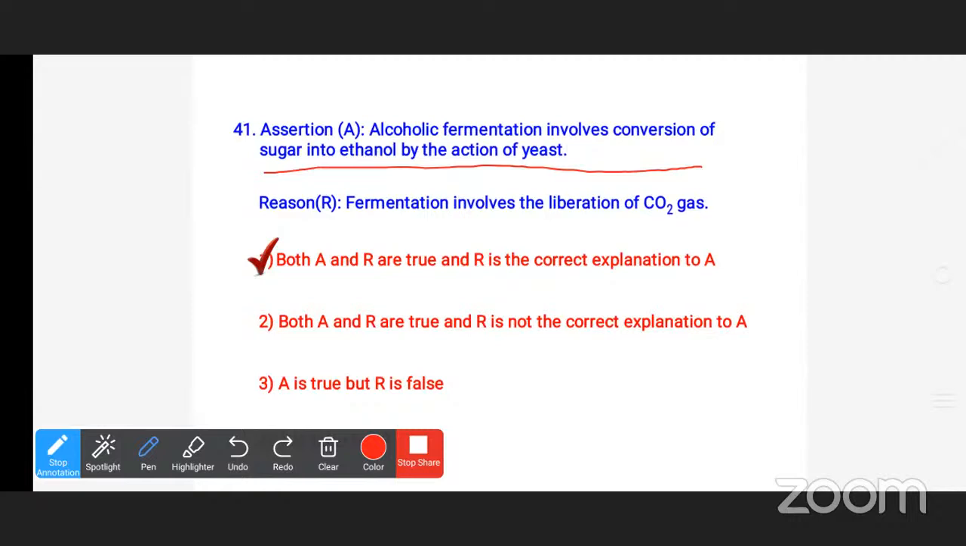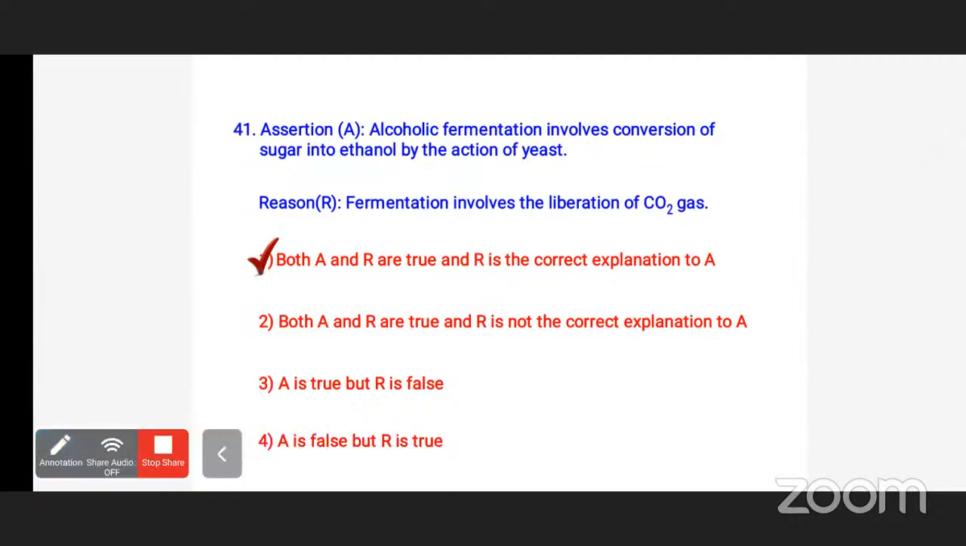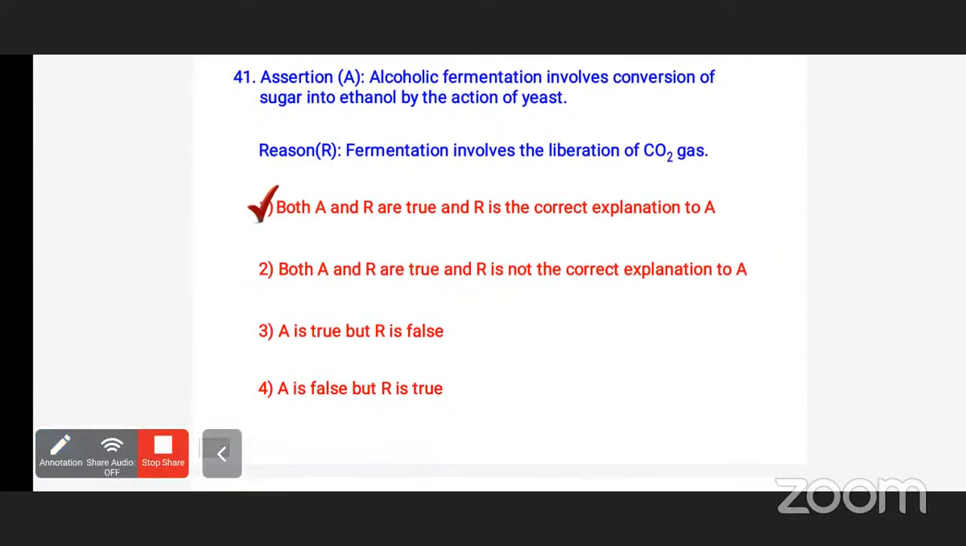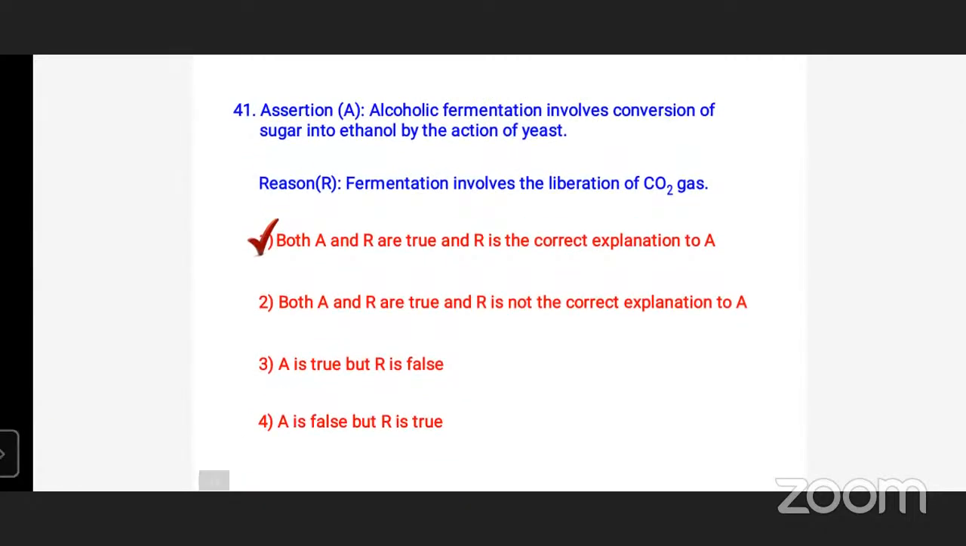Okay, here the options are: Option A, both A and R are true, R is the correct explanation of A. Option B, both A and R are true, R is not the correct explanation of A. Option C, A is true, but R is false. Fourth option is A is false, R is true.